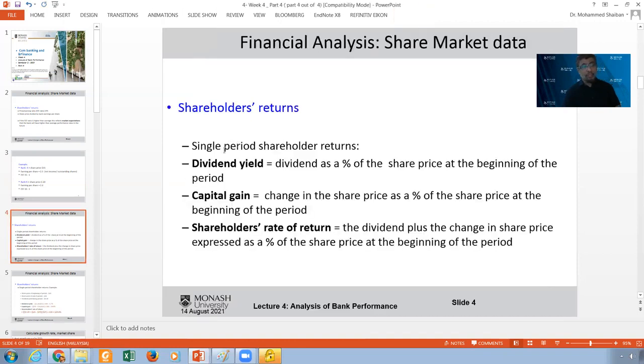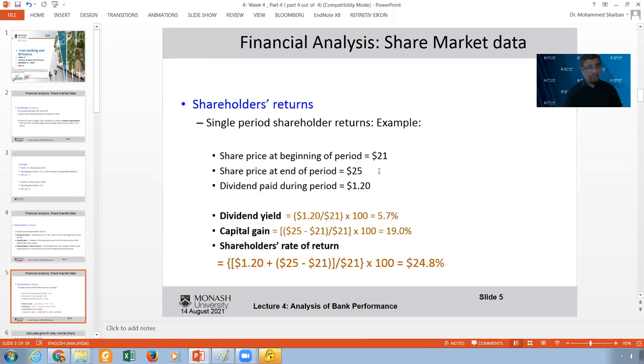The second concept, which I think you know, is the shareholders return. When we invest, we get a return either as dividends or as capital gain. This is very important to see how much return the bank is offering its shareholders. So the shareholders return is actually both dividends and capital gain.